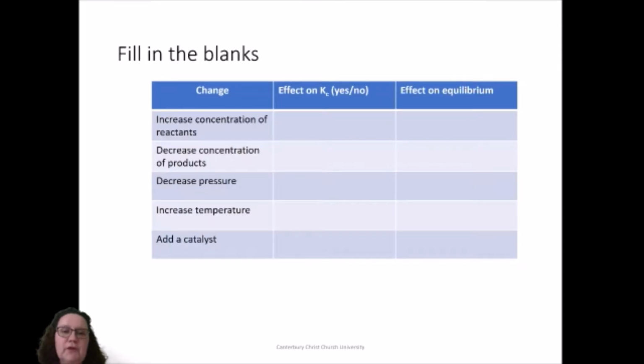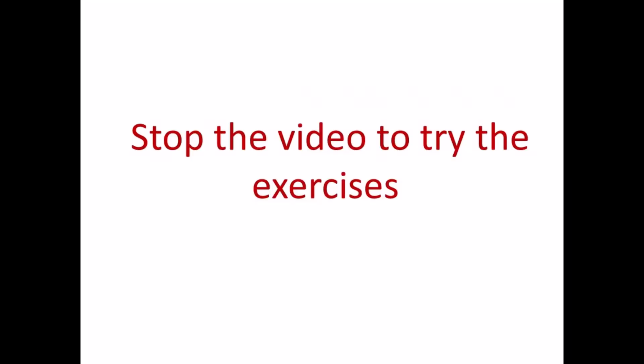So I'm going to ask you to stop the video now and try to fill in this table. Look at these different options that you might have to disturb the equilibrium. Look whether they would have an effect on the equilibrium constant, yes or no, and also see what effects they would have on the equilibrium. Would it shift right, forward towards the production of products, or left, reverse, backwards, towards the side of the reagents? So stop the video now, please.